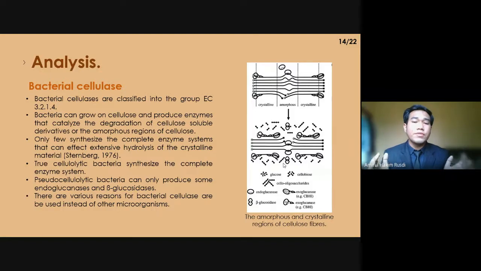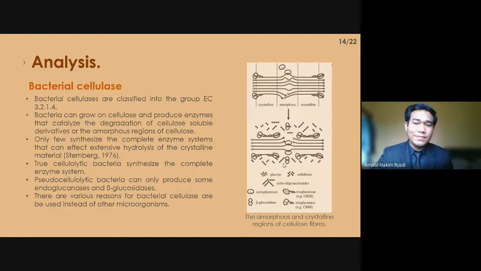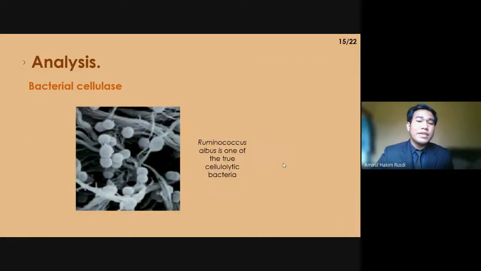There are various reasons for bacterial cellulases being used instead of other microorganisms, which are the frequent increase of bacterial growth in the multi-enzyme complexes that provide increased functions and activities, thus allowing for more production of cellulase enzymes. Attached here is the visual example of Ruminococcus albus, which is one of many true cellulolytic bacteria.